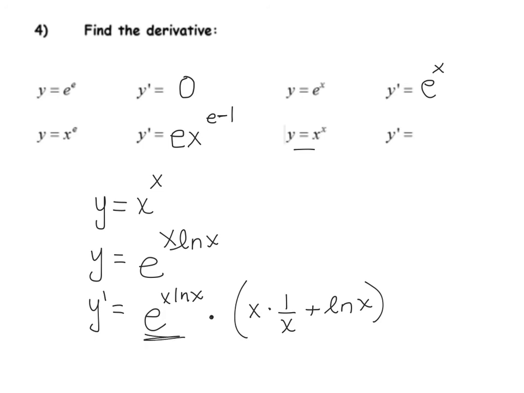Okay, then we replace this because we know what this is. This is really just x to the x power. We know that this is just 1. So we actually end up, y prime of this is x to the x power times natural log of x plus 1. And that's it.